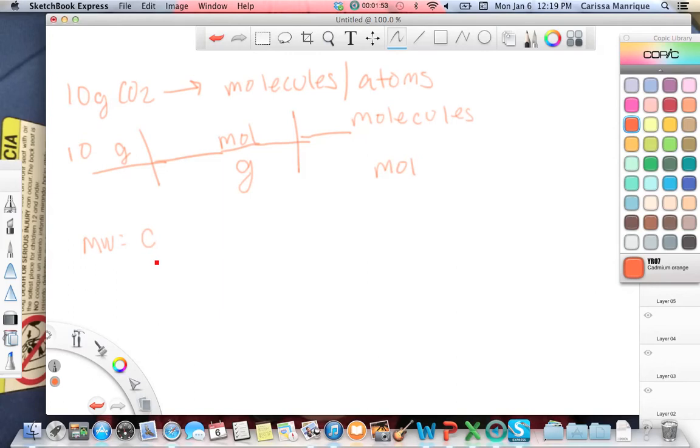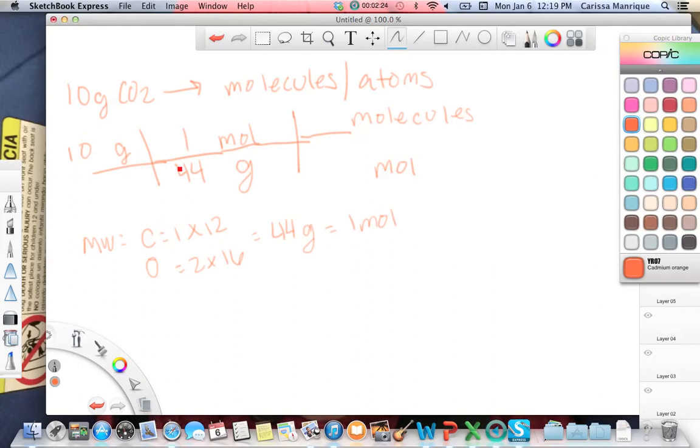We want to know the molecular weight of CO2. So we have a C and we have an O. We have one carbon, that weighs 12, and we have 2 oxygen, which weigh 16 each. This just comes from the periodic table. When we add these together, we're going to get 44 grams per 1 mole, which is the conversion we need right here. So there are 44 grams of CO2 per 1 mole.